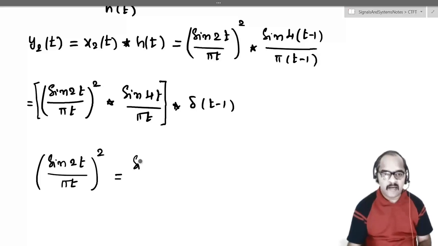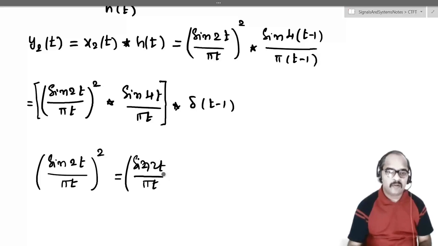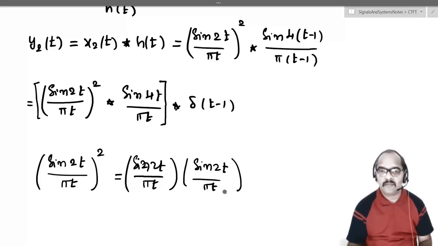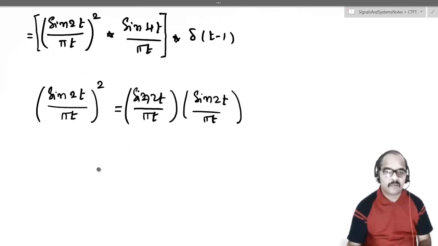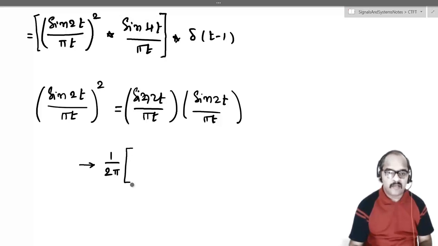Sine 2t by pi t. This is multiplied with again sine 2t by pi t. Okay, so this is multiplication in which domain? Multiplication in time domain. That should correspond to what in frequency domain? That should correspond to convolution in frequency domain.